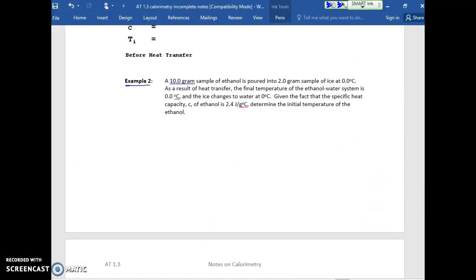Okay. As I said, in these kinds of problems, you should always set things up this way. Consider what part of the system is losing energy in heat transfer and what side is gaining energy during heat transfer. Now, notice this one is a little spicier in that one part is changing temperature, but the other part is not.